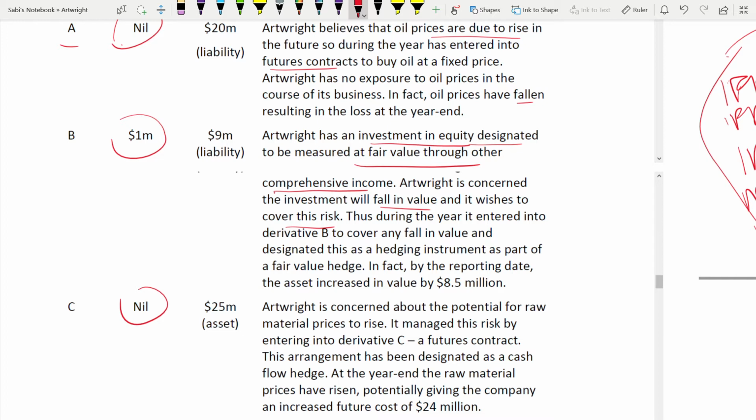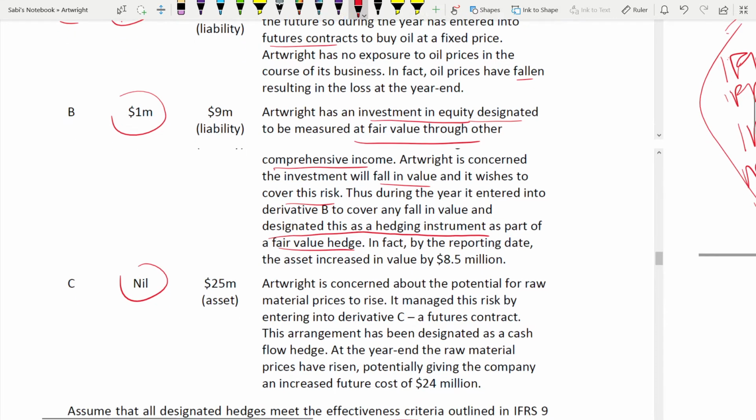Thus, during the year, they entered into derivative B to cover any fall in value and designated this as a hedging instrument. See, when something is designated as a hedging instrument, they will specifically tell you that. They will not lead you to confusion that you should decide on your own whether to designate it or not. They will tell you like this one. So it is designated as a hedging instrument as a part of a fair value hedge. Remember, hedge could be two types. One is fair value, one is cash flow hedge. Part C is a cash flow hedge.